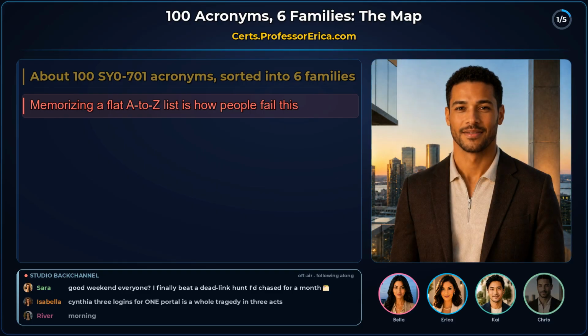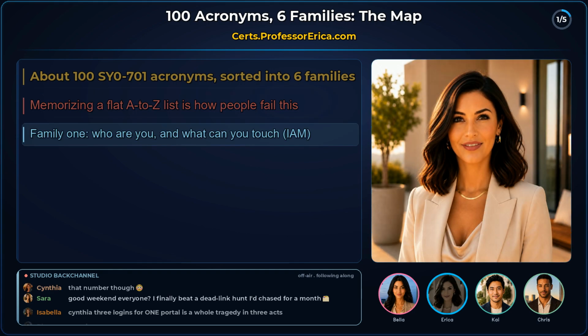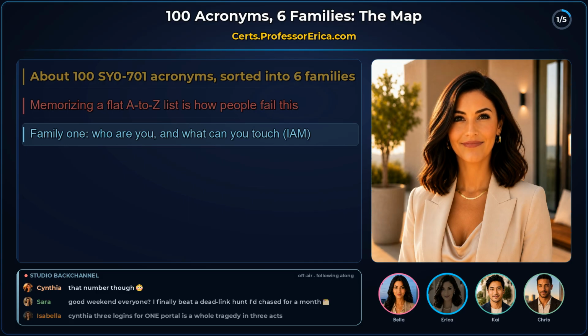So today we are not reading you a glossary. We are going to sort every acronym that matters into 6 families and then drill the exact pairs the exam loves to swap on you, the ones that steal points from people who actually knew the material. I am Erica, and the families are how the objectives are organized once you step back.